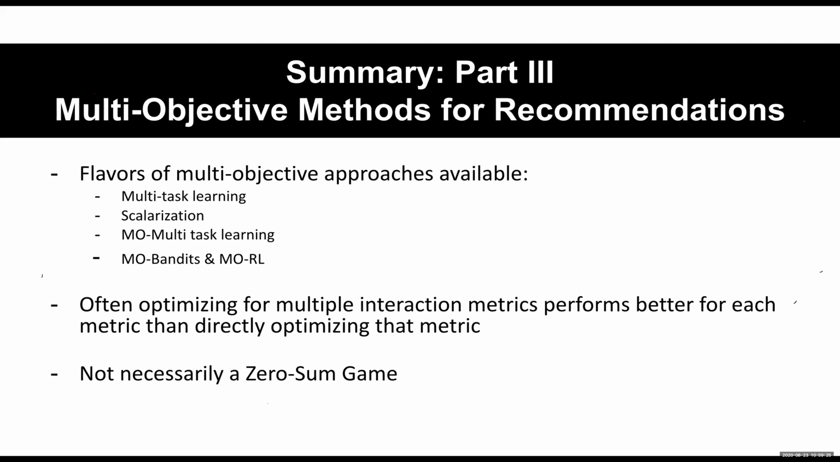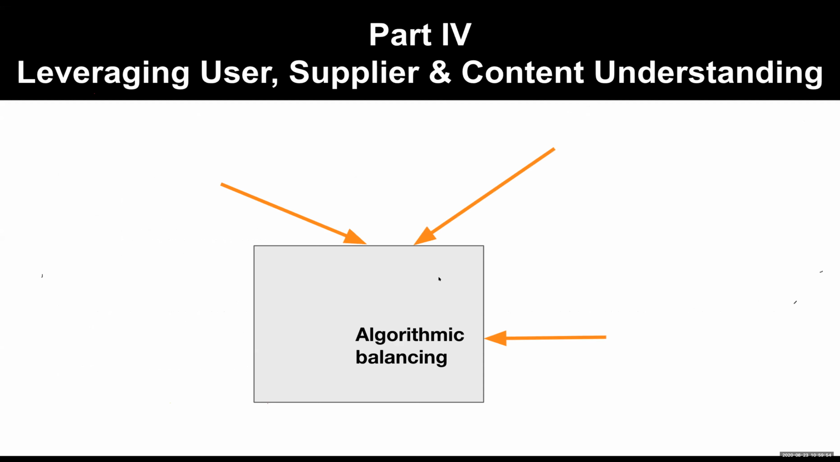In the just concluded third part, we've looked at some flavors of multi-objective approaches: multitask learning, scalarization, multi-objective version of multitask learning, bandits, and multi-objective RL. Essentially, I'll re-emphasize that if you have to take away one business decision from this, it should be the last point, which is that it need not be a zero-sum game. There might be gains possible in your business objectives without hurting your core user-centric objectives.